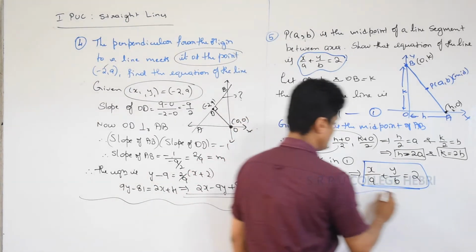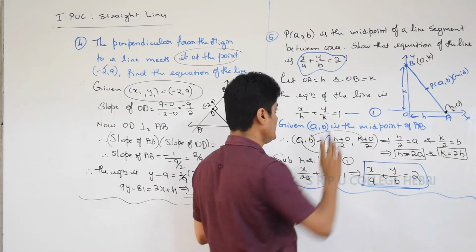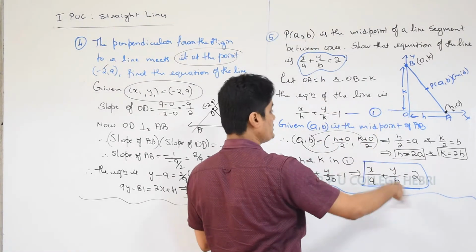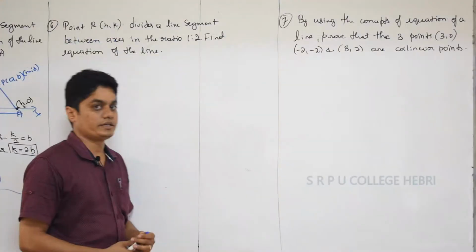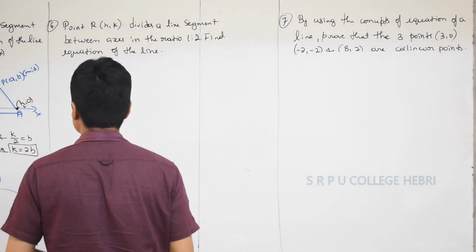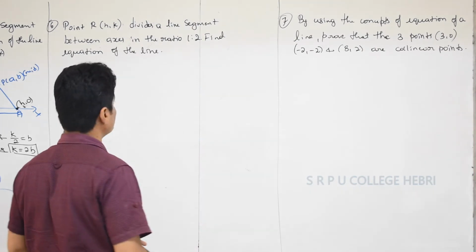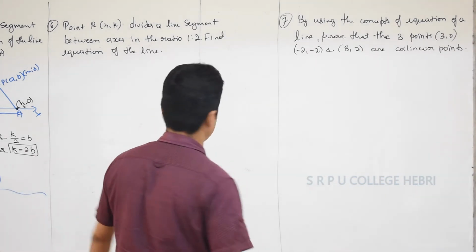So that's it. Very simple logic. Assume something and, using the assumption, get the answer which is given in the question. Okay, the next two questions are the last two questions for today's class. The first one is like this: the point R of h comma k divides a line segment between the axes in the ratio 1:2. Find the equation of the line.